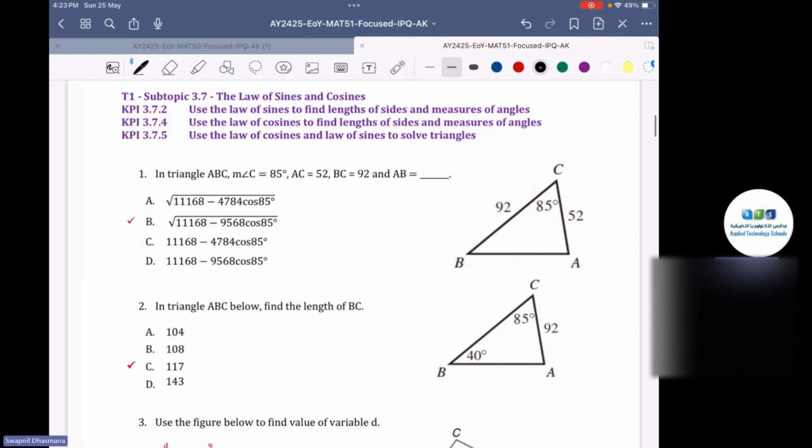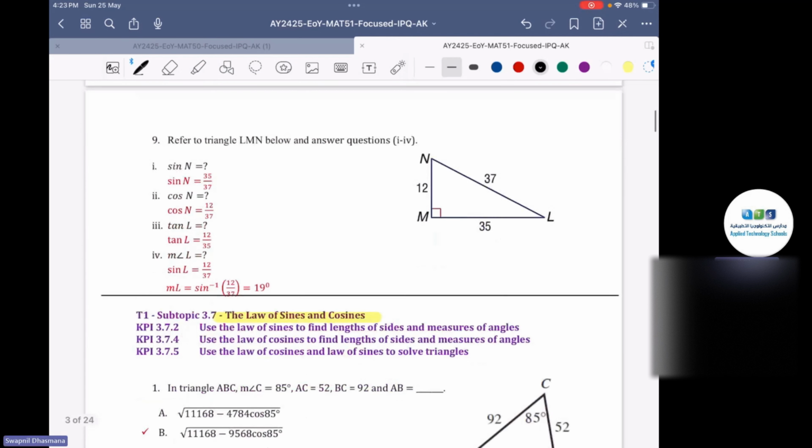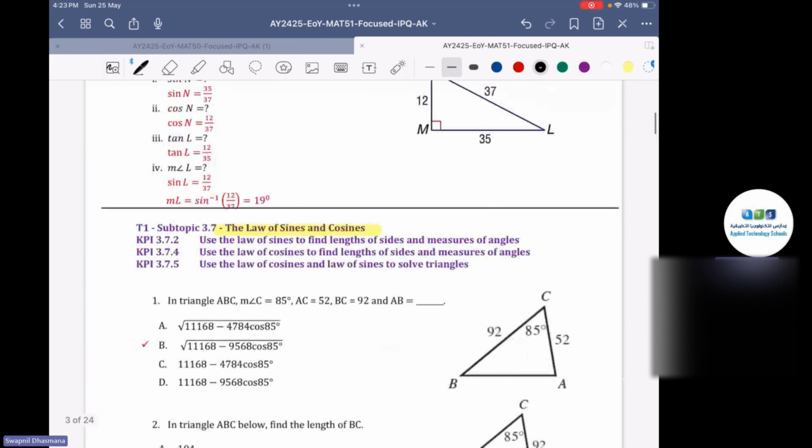Now we are going to do law of sines and cosines. So I'm gonna just add a page here and first write down the rules.